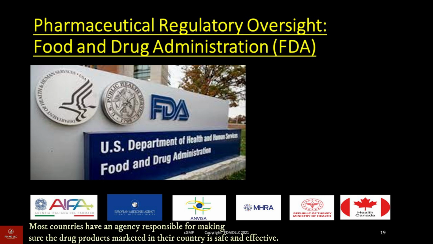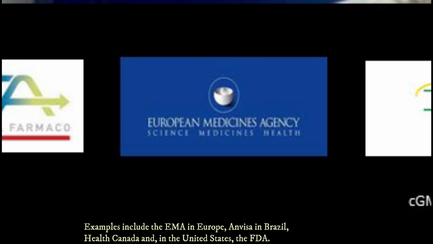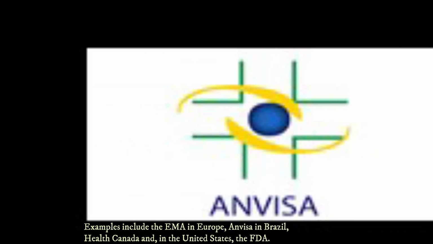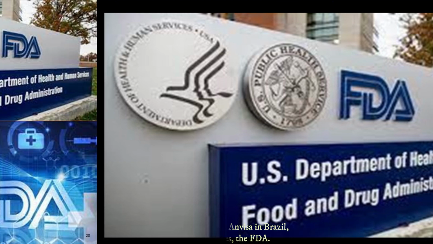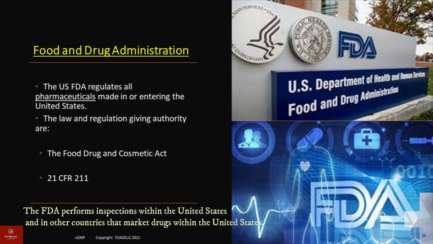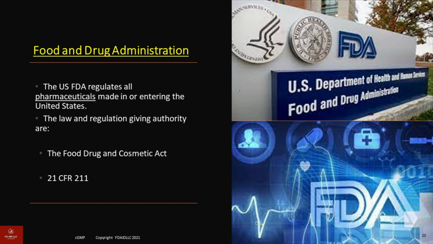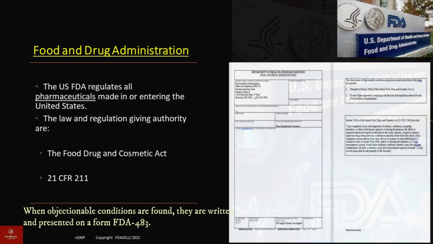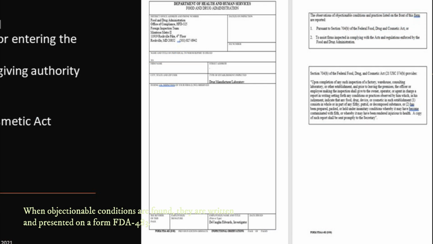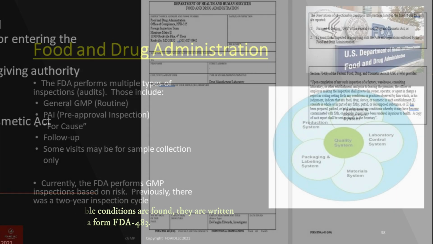Most countries have an agency responsible for making sure that the drug products marketed in their country are safe and effective. Examples include the EMA in Europe, Anvisa in Brazil, Health Canada, and in the United States, the Food and Drug Administration. The FDA performs inspections within the United States and in other countries that market drugs within the United States. Their mission is to determine compliance with 21 CFR 211 and the FDA Act. When objectionable conditions are found, they are written and presented on a Form FDA 483.